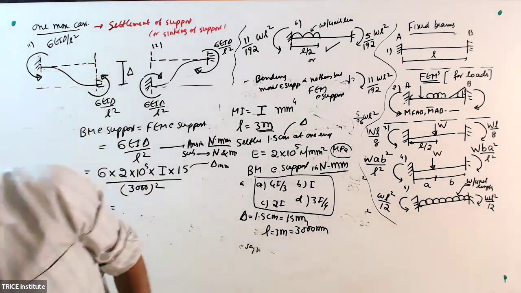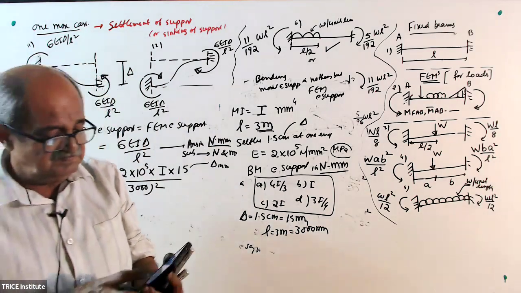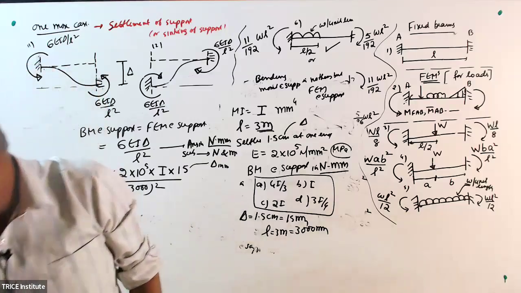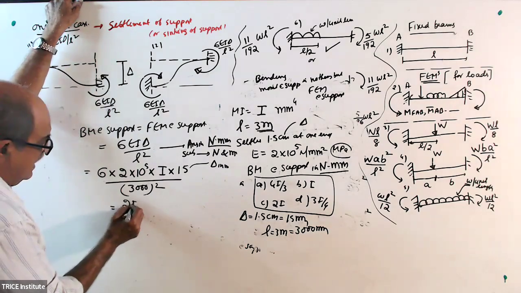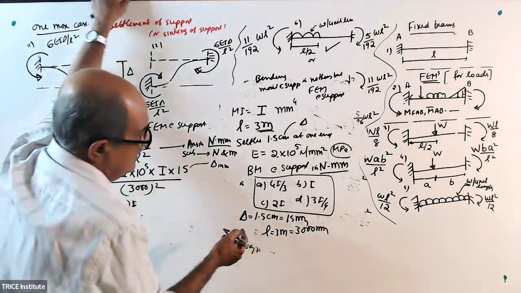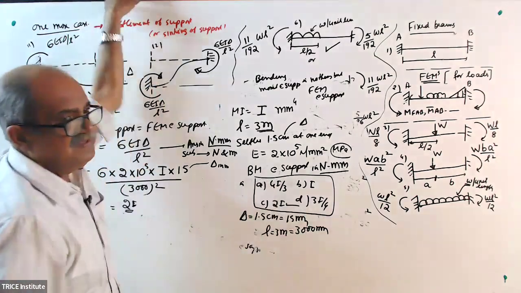Which is the correct answer? The correct answer becomes 2 times I. Therefore, what is the answer? Yes, 2I is the correct answer.